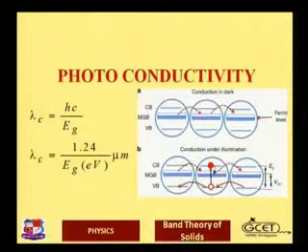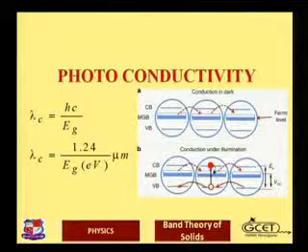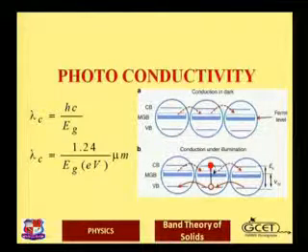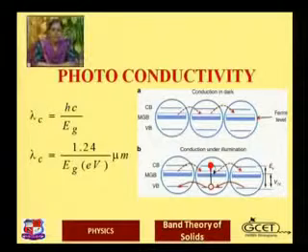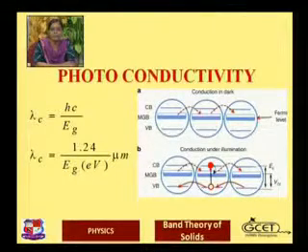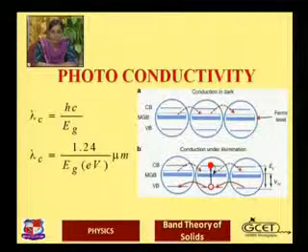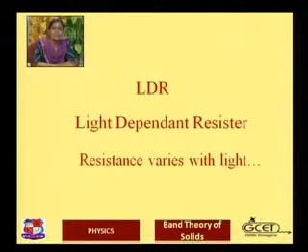So the basic principle of photoconductivity is that upon the incidence of the photon, the electron will move from the valence band to the conduction band by absorption of the appropriate wavelength of the photon, and due to that, the electron will be free in the conduction band to conduct, and in the outer circuit we can get the current. This is called photoconductivity. Now, what is LDR?